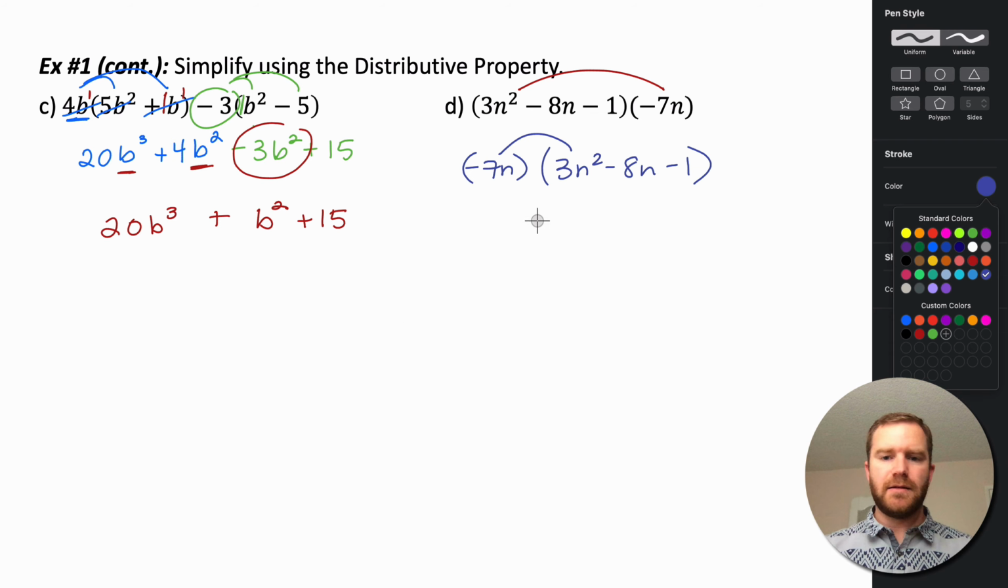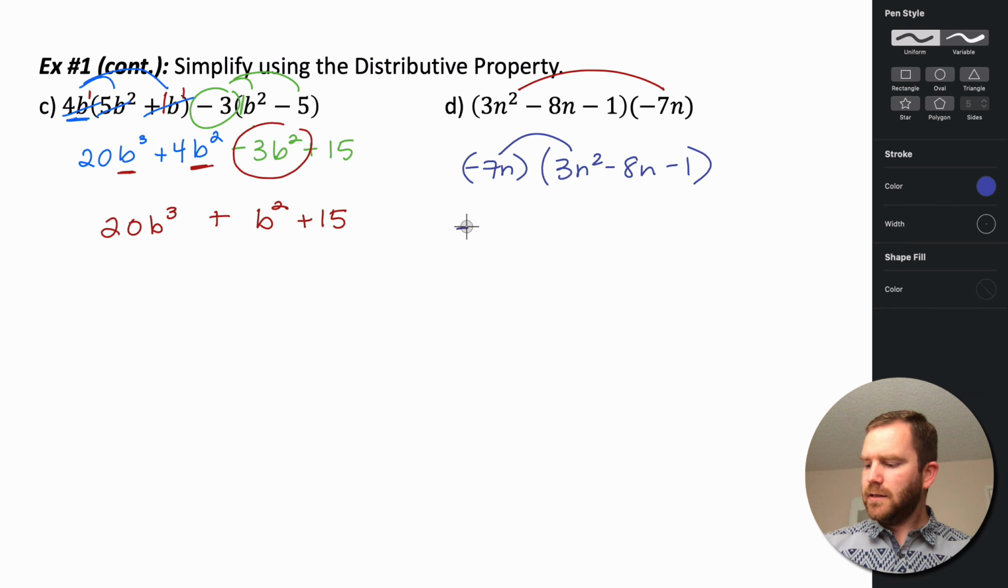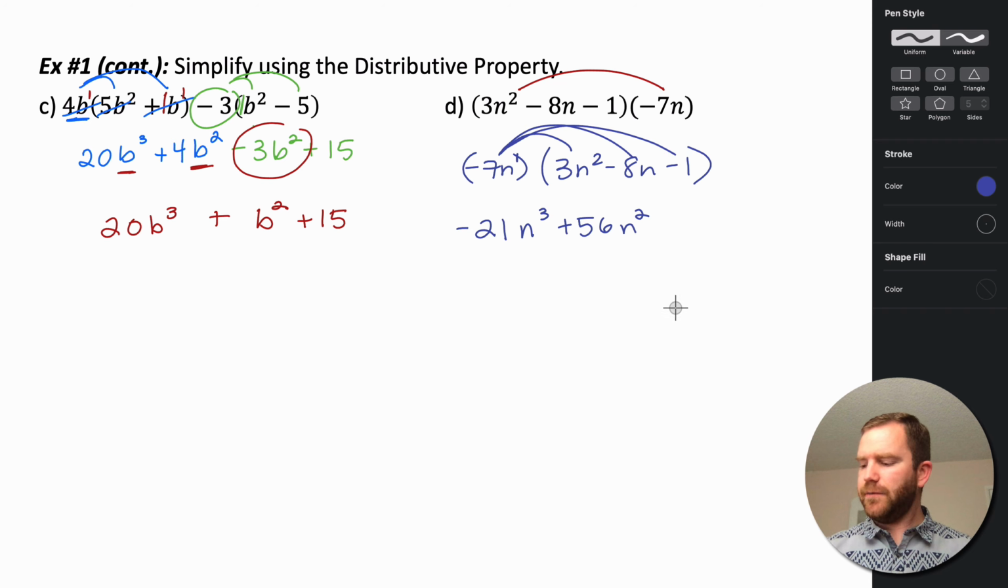So negative 7n times 3n squared. Multiply your coefficients. Negative 7 times 3, that's negative 21. This is an n to the first. So n to the first and n squared is going to give me n to the third because, again, we add the exponents. Distribute this here, negative 7n times negative 8n. The negative 7 times negative 8, that's positive 56. N to the first and n to the first, 1 plus 1 is 2. So we get n squared. Negative 7n to the first and negative 1. Negative 7 times negative 1, that's going to be positive 7.